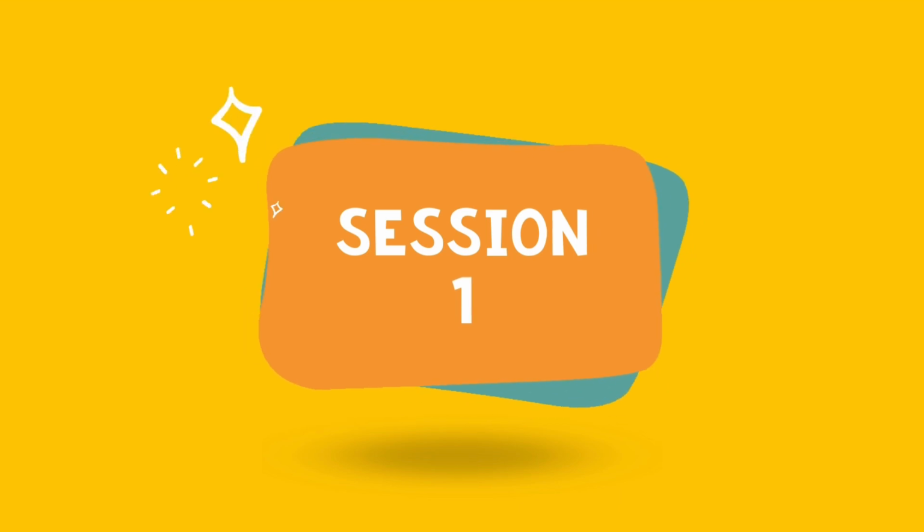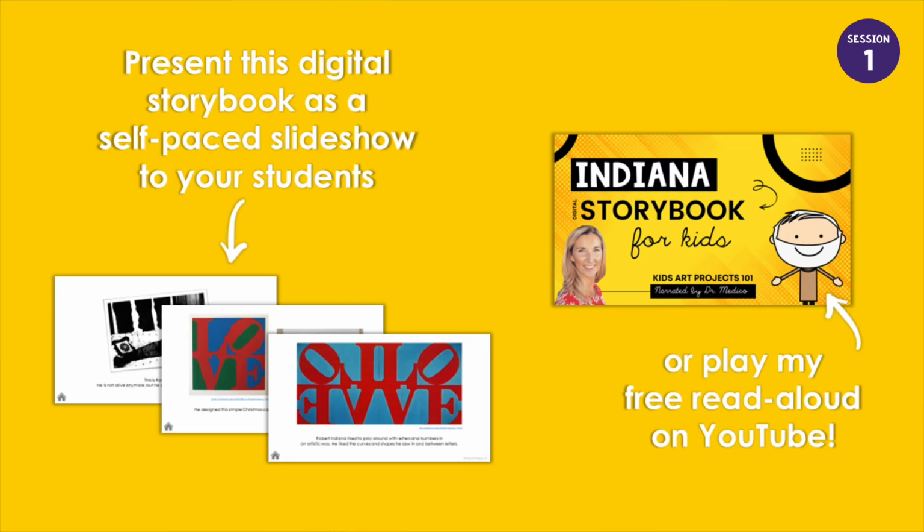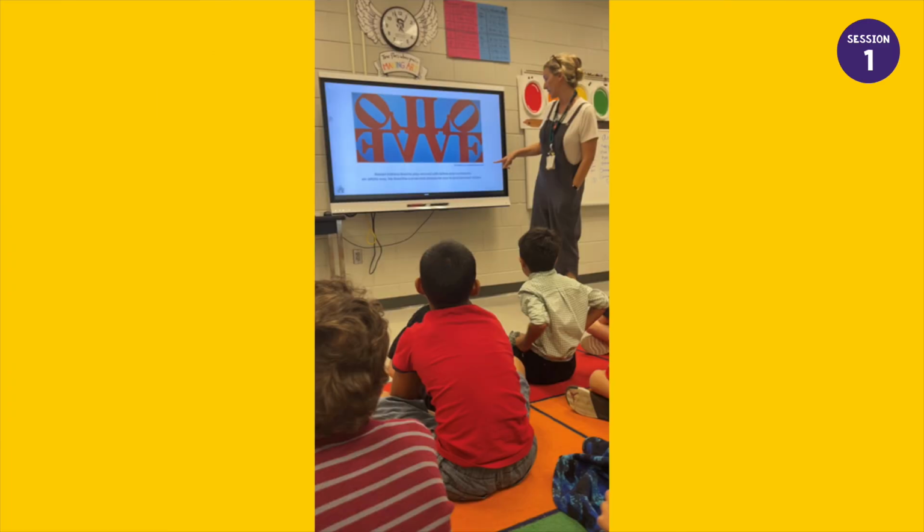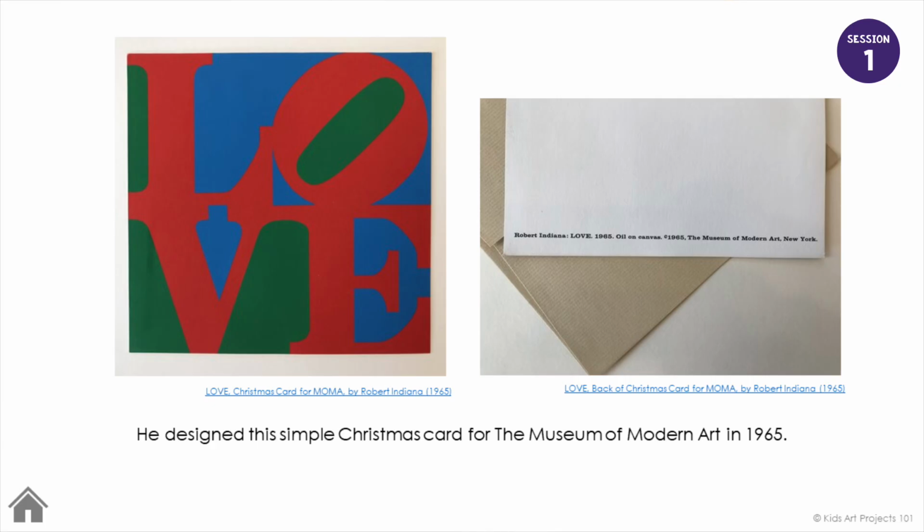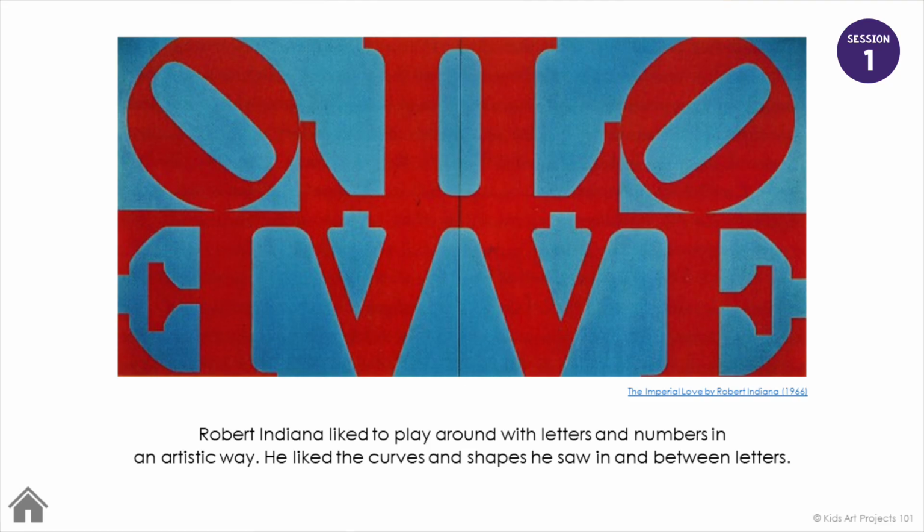So the first session is all about presenting a digital storybook where you are going to be exposing kids to a ton of works by Robert Indiana, the ones that fall into the two-dimensional category. And really the whole focus of that digital storybook is to get the kids thinking about typography and the idea of letters and words written in an artistic way, and thinking about the shapes inside letters and around letters and how letters fit together.